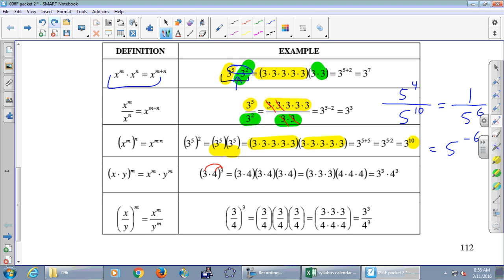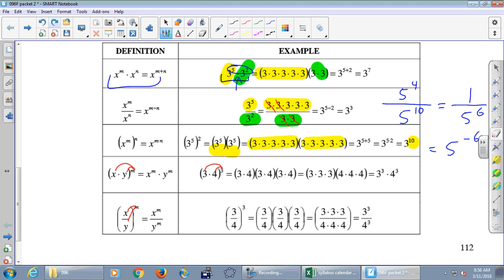3 cubed, 4 cubed. Is that okay? And that's just written generally in the front here. x times y to the m. Take that m, distribute it to both x and y. Similarly, for division, if you have some exponent on the outside of a fraction, you're going to take that exponent and distribute it to both. x to the m over y to the m. You can look at the justification later if you want.